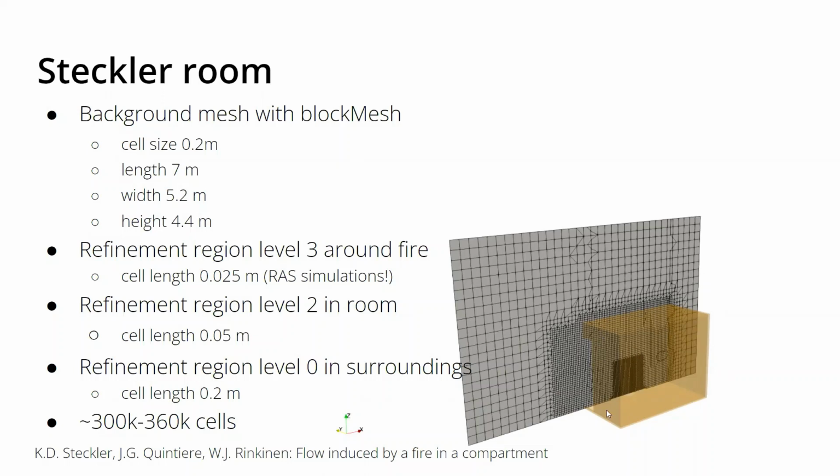You can imagine this orange box as a room, and here on one side you have one door. And what Mr. Steckler did, he placed a methane burner in the center of this room. He switched on the methane burner, and then he measured the temperature in the center of the room. And then you can use this as a validation case for CFD, because you can just burn methane in the center of the room and then take a look at the temperatures in the door.